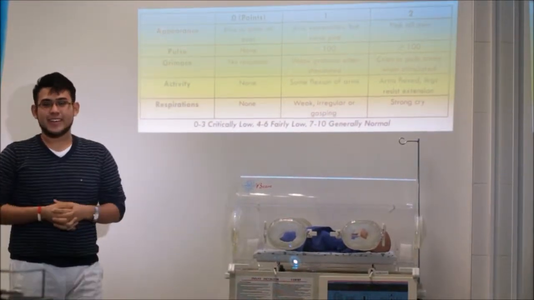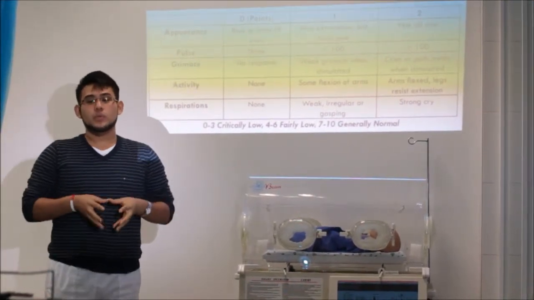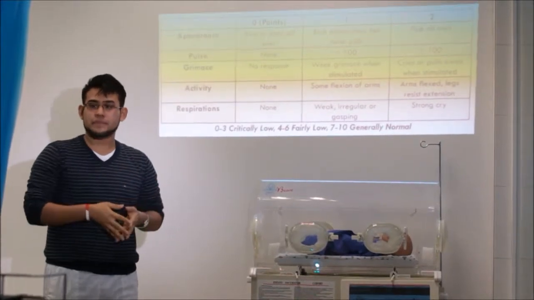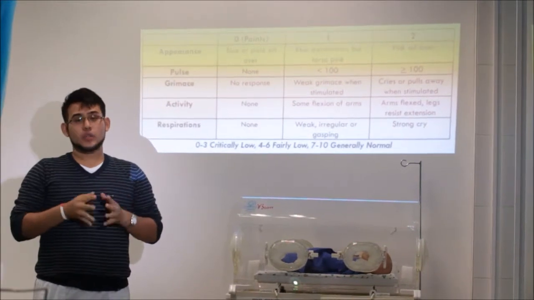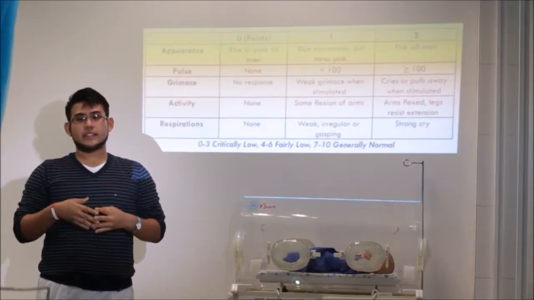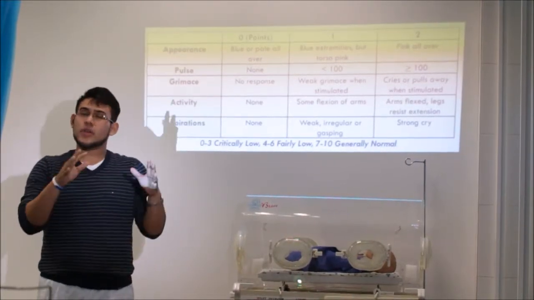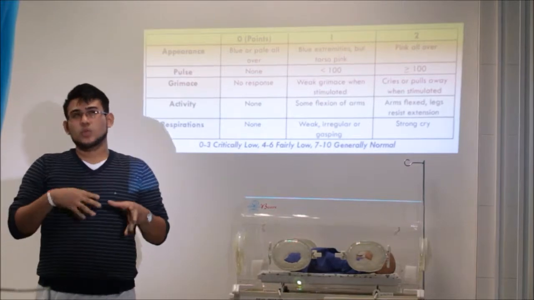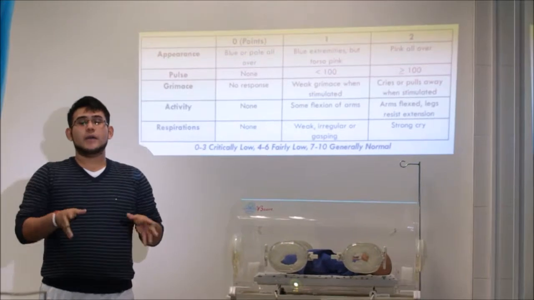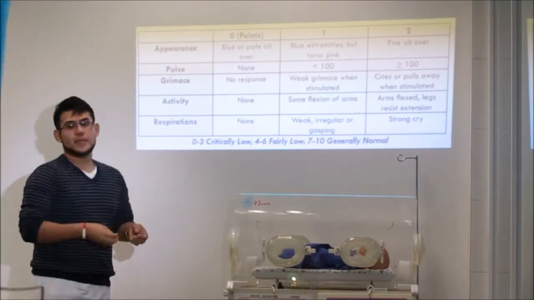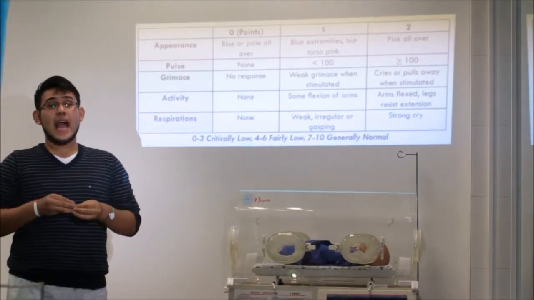APGAR is a scoring tool used for a quick assessment of a newborn's health status after birth. It is important to know how to calculate the APGAR score when given a scenario, and what nursing interventions to provide based on that score. In rare cases, the test will be done 10 minutes after birth. Virginia Apgar introduced the APGAR score in 1952.